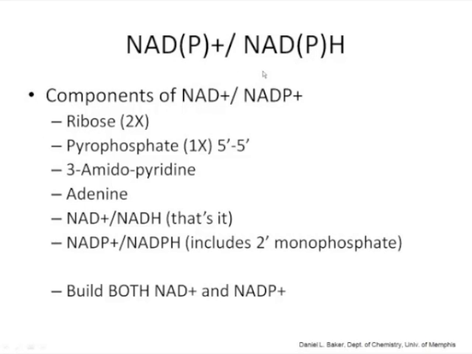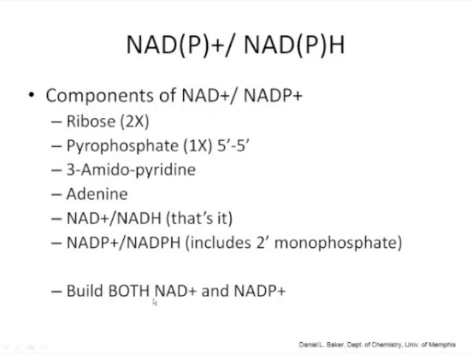Okay, so the components here are, we have two ribose units, we have a pyrophosphate group, so two phosphates linked together in a phosphodiester linkage connecting both the 5' alcohols of the riboses. We've got 1,3-disubstituted pyridine, we've got one adenine. Okay, so when you link these all together, you have NAD+, or its reduced form NADH, or if you include a 2' monophosphate on one of these units, then you have NADP+ and in its reduced form NADPH.